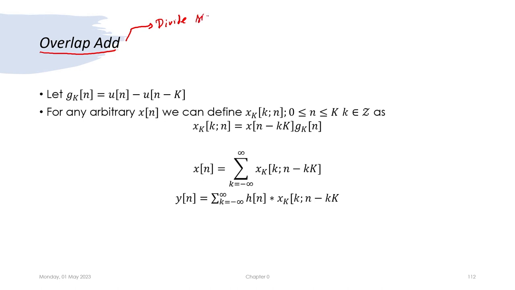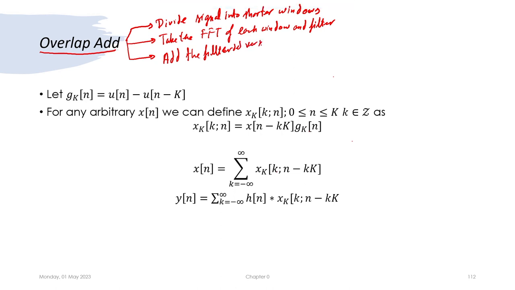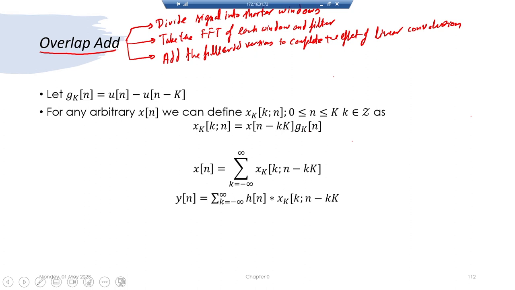divide the signal into shorter windows, take the window and filter, then add the filtered versions to complete the effect of linear convolution.